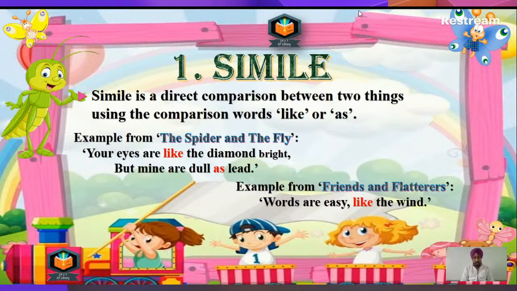Simile is a direct comparison between two things using the comparison words like or as. This is the direct comparison between two things, and we use like or as words also.